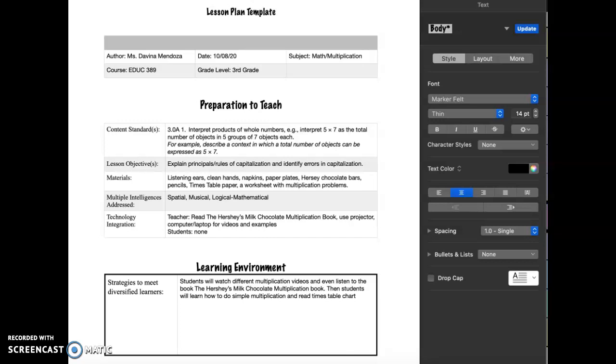Okay, so the lesson that I decided to do for my math lesson plan is multiplication. It's using the California State Standard to interpret products of whole numbers. So 5 times 7 as the total number of the objects in 5 groups of 7 objects each. And the book I decided to use for this is the Hershey's Milk Chocolate Multiplication book.